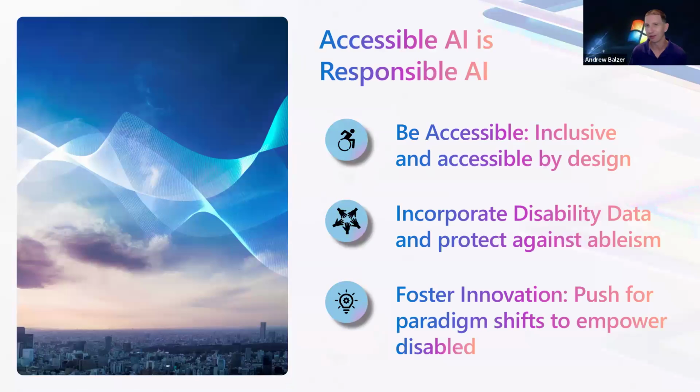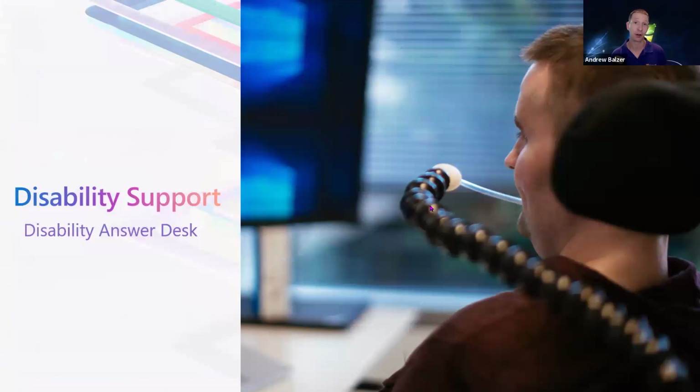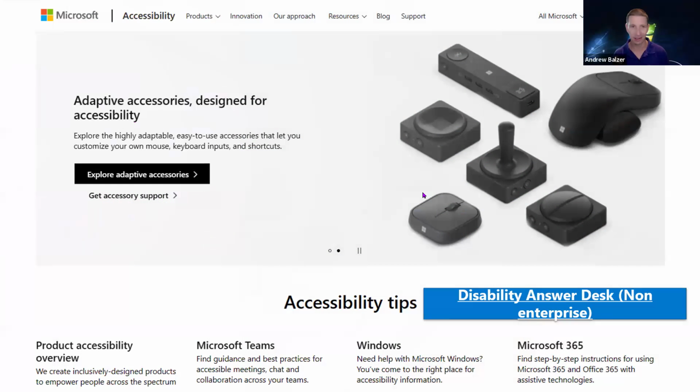Now, moving on, we believe accessible AI is responsible AI. It's inclusive by design and accessible by design, and you'll see that as we go through. We incorporate disability data and protect against ableism as much as possible, and we basically try and push the pendulum and the power to those that need accessibility and those that are disabled. And on that fact, just to kick this off, the first two resources I think you absolutely need, and right now I have on slide an introduction to our disability support answer desk here.